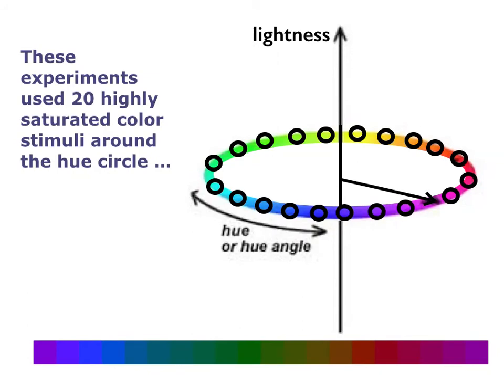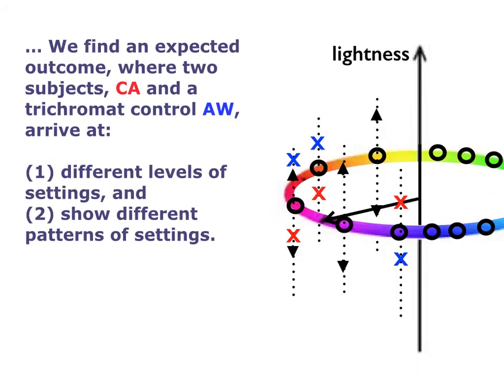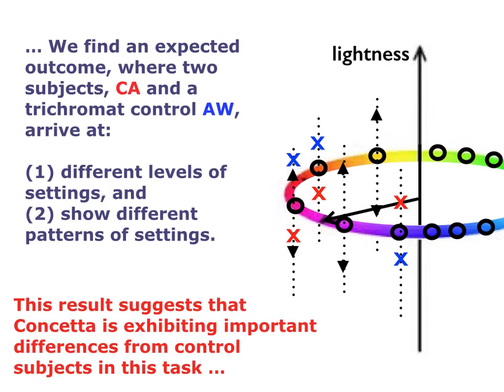We tested 20 colors around the hue circle in these experiments, and the result I just showed you confirms a result that we expected to find, which is that Concetta, compared to an average trichromatic control, arrived at different levels of settings for a certain region of the space that involves the long wavelength photosensitive pigments, and shows a different pattern of settings. This result suggests that Concetta is exhibiting important differences from control subjects in this task.